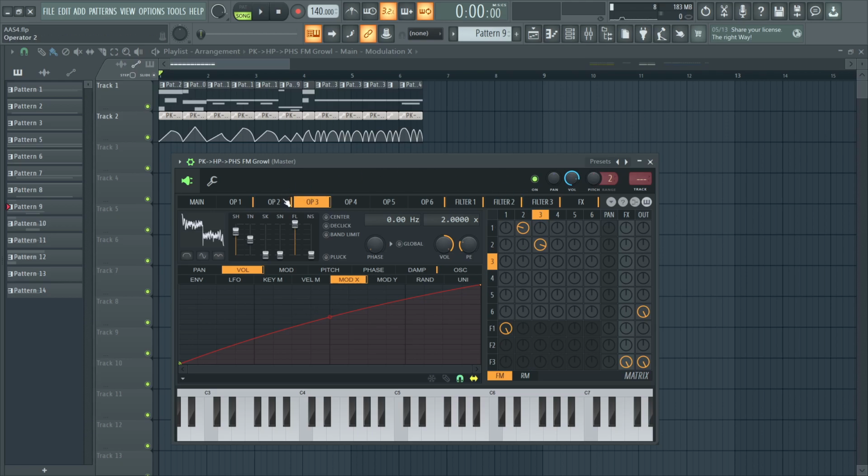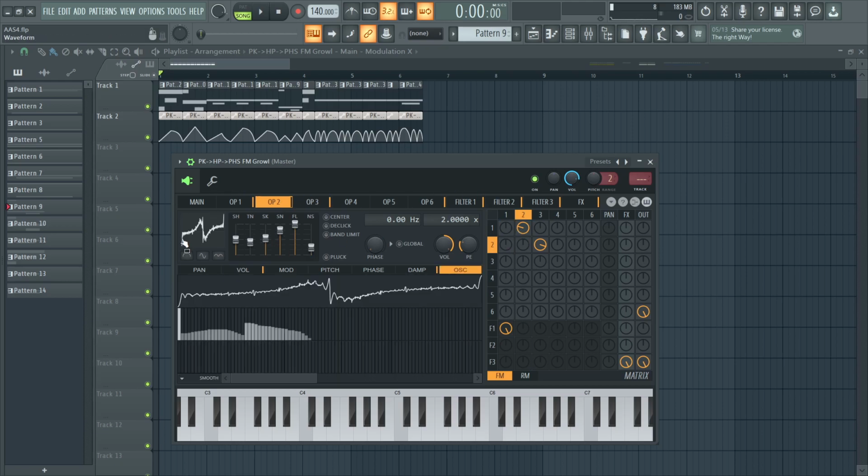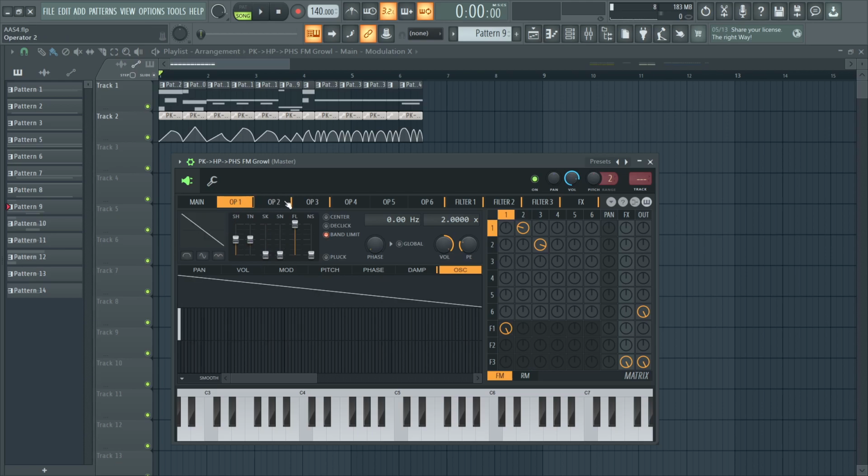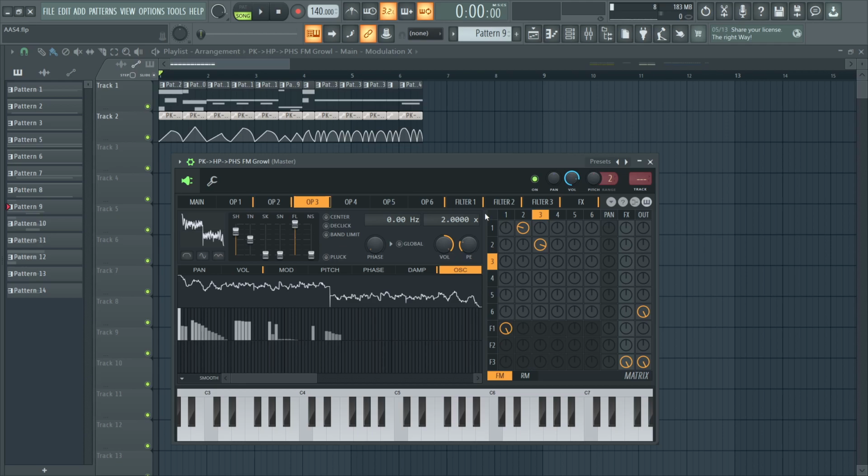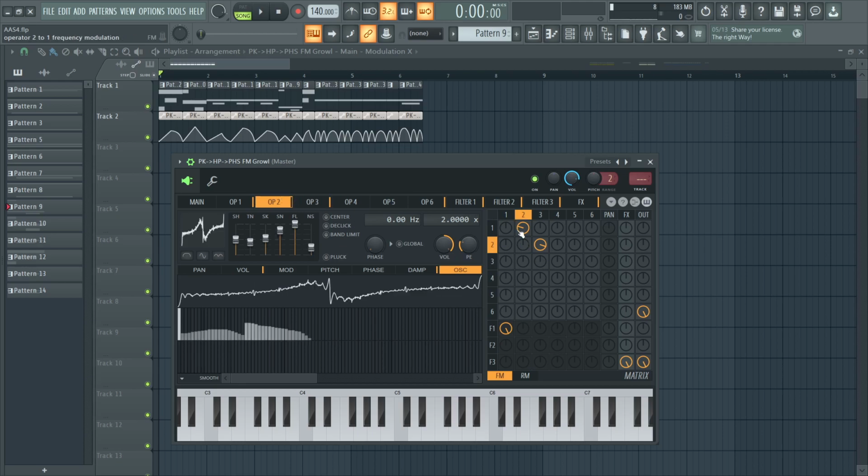So in the matrix, basically what I'm doing is, honestly I usually control this volume knob, but I guess when I made this patch I just used the matrix instead. But operator 2 is FMing operator 1, and operator 2 is actually carrying the signal of operator 3 modulating operator 2. So in short, this isn't the exact waveform that is modulating operator 1. It's the result of operator 3 FMing operator 2 that is modulating operator 1.